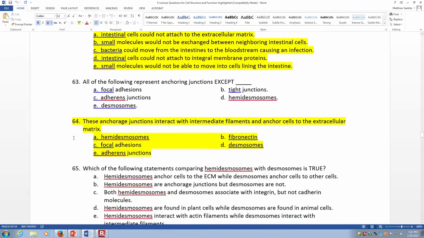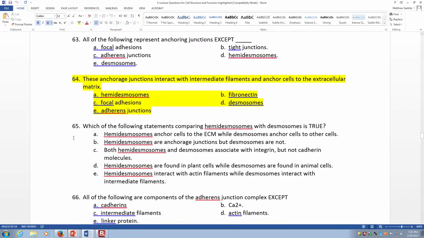Okay. One of the other things that we talked about were different types of anchoring junctions. And so this is asking for the anchorage junction. These anchorage junctions interact with intermediate filaments on the inside of the cell and anchor cells to the extracellular matrix. So which anchoring junction that we talked about connects cells to the extracellular matrix, and on the inside is anchored to intermediate filaments?